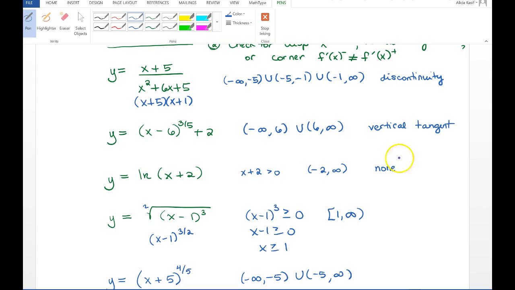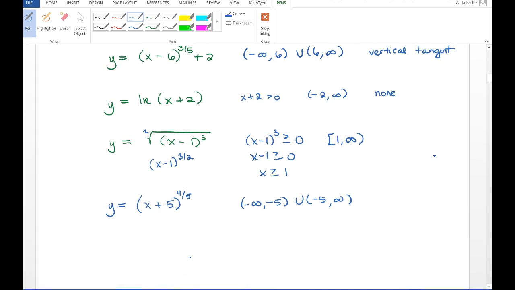How about the next one? Same thing. So this also has none, which is an option on the quiz. So you'll see it'll say discontinuity, cusp, corner, vertical tangent, or none. So none is an option, just so you know. Not trying to trick you. I hate that. I always feel like you're trying to trick us.